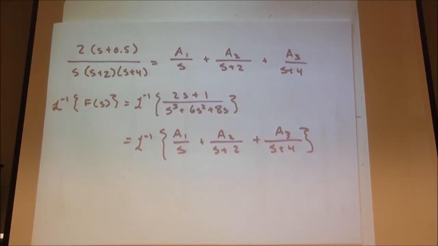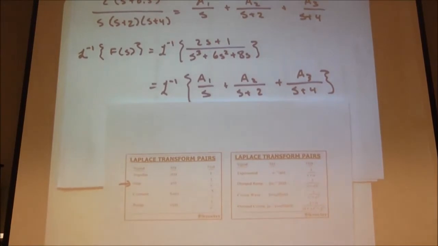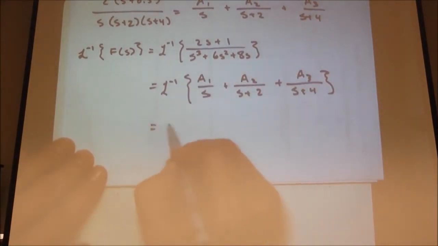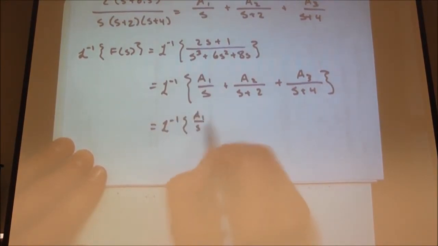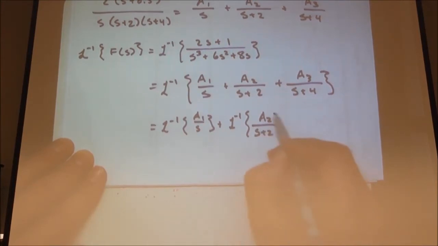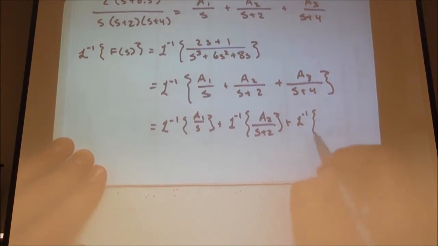Why is this useful? Well, lo and behold, if we go to our table, and I told you we wouldn't have to derive this, we can find various inverse Laplace transforms. We can break this into parts. This is distributive, so we can write this as inverse Laplace transform of a1 over s plus inverse Laplace transform of a2 over s plus 2 plus inverse Laplace transform of a3 over s plus 4.